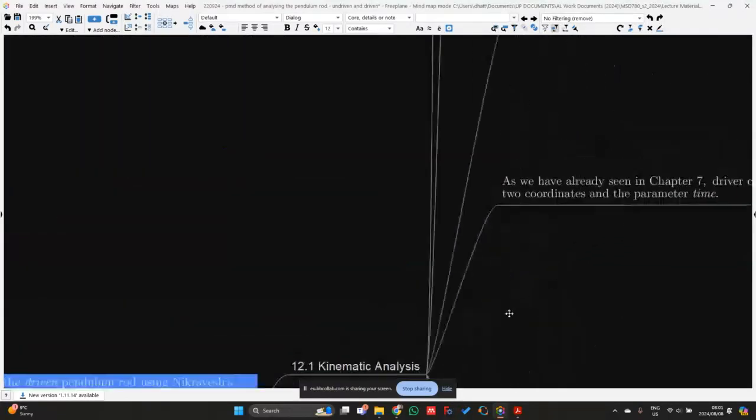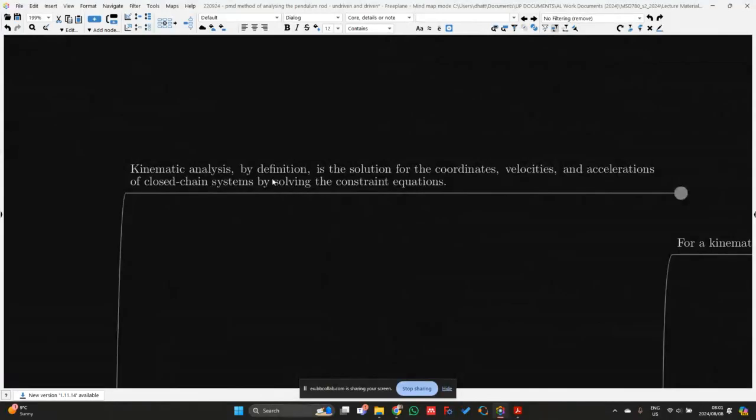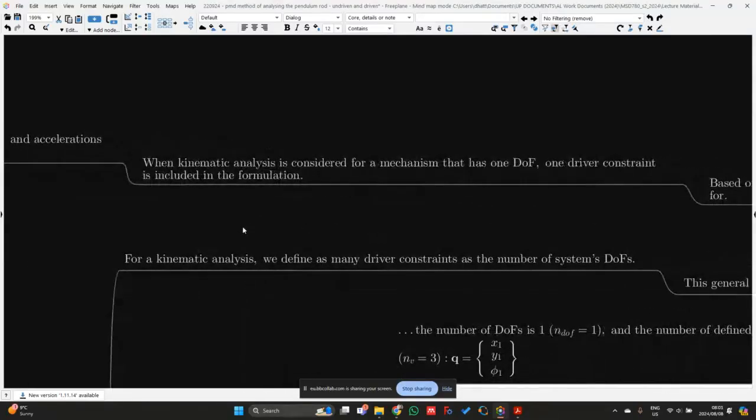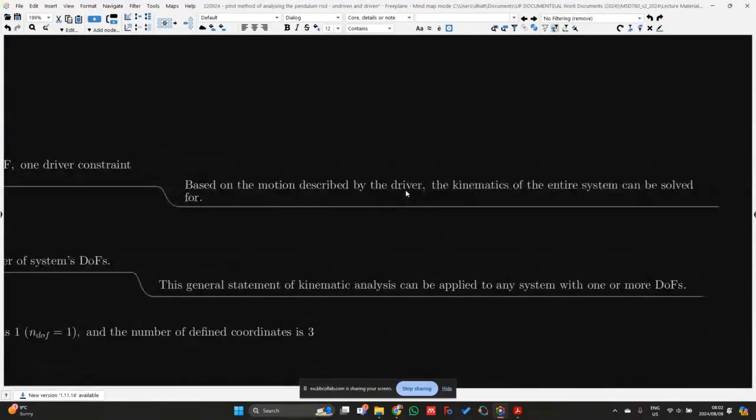Once again, for the kinematic analysis, just to reiterate what it is, we said that a kinematic analysis by definition is the solution of the coordinates, the velocities, and the accelerations of closed chain systems by solving the constraint equations. Now, when kinematic analysis is considered for a mechanism that has a single degree of freedom, like in our case where we have the pendulum rod, the only degree of freedom is the actual rotation of the rod. One driver constraint is included in the formulation, and based on the motion described by the driver, the kinematics of the entire system can be solved for.